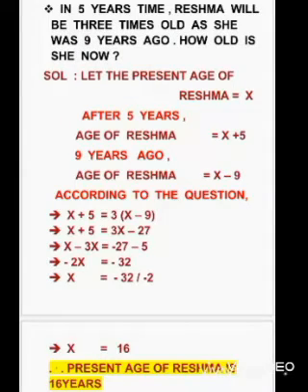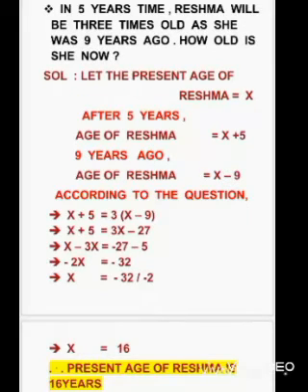Children, today we have discussed about age sums. They are very important, children. Okay. So here, let us consider present age of Reshma is equal to x. So after 5 years, what is the age of Reshma here? x plus 5. And they have given 9 years ago. Means you have to subtract it. What will be the age of Reshma? x minus 9. After 5 years means x plus 5. 9 years ago means x minus 9.